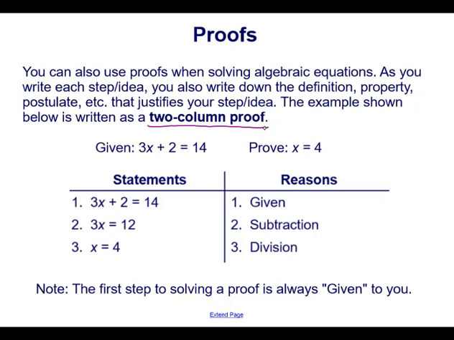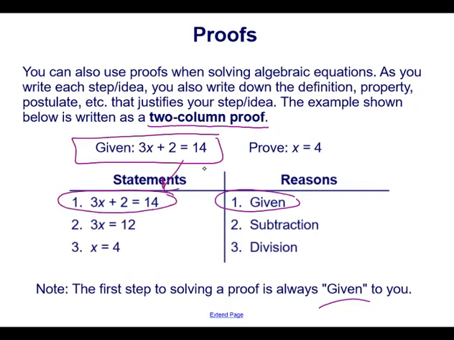Here is one where you have a given and you have what you need to prove, and then we literally use 2 different columns to organize the statements we make and the reasons for how we can make them. And note, the first step in solving a proof is always the given, or what's given to you. So that will always be your first reason and your first statement from that given. That's the best first place to start.